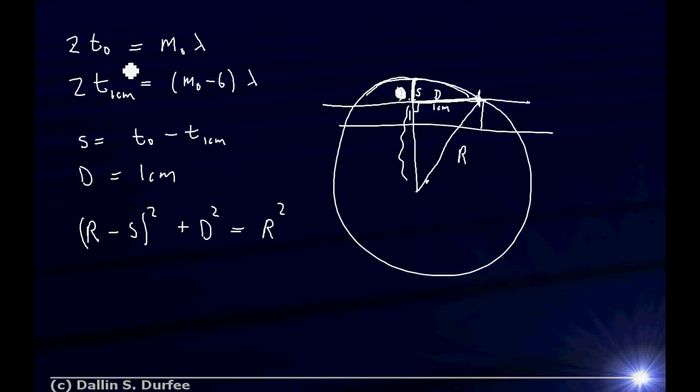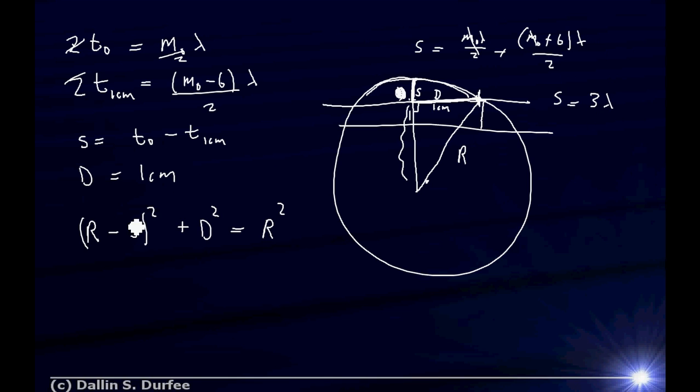If I take the difference between these two, let's divide these both by 2. Now if I take this minus this, that's S. So this minus this is m naught lambda over 2 minus m naught minus 6 lambda over 2. And that cancels with that, and I find that S is just equal to 6 lambda over 2. The minus signs cancel. 6 lambda over 2, or 3 lambda. All right? So S is 3 lambda.